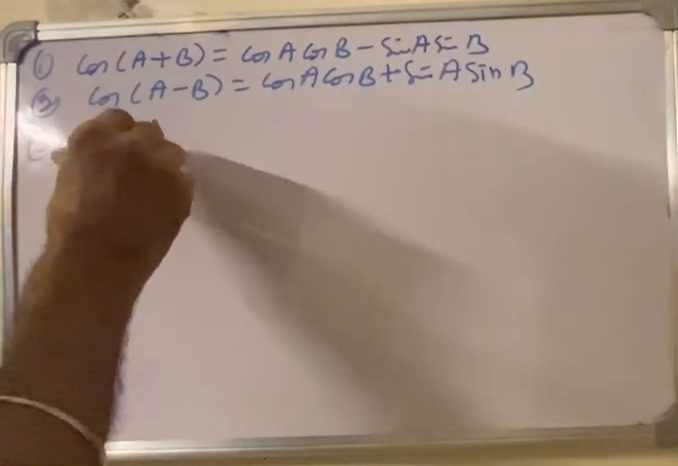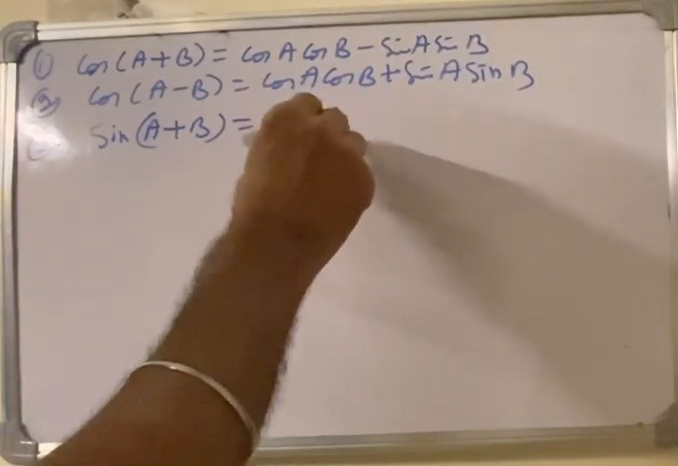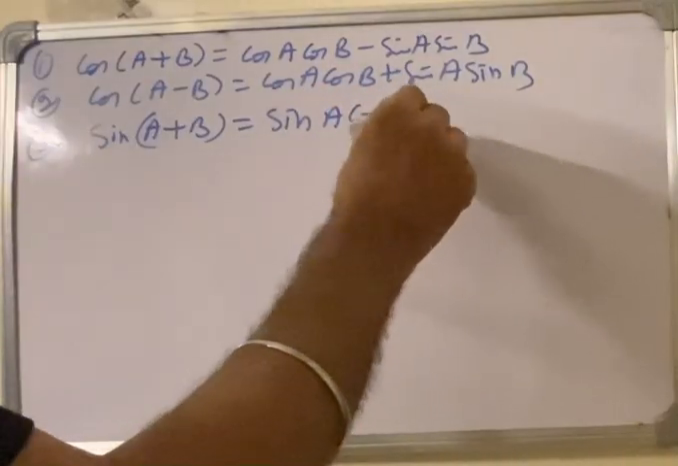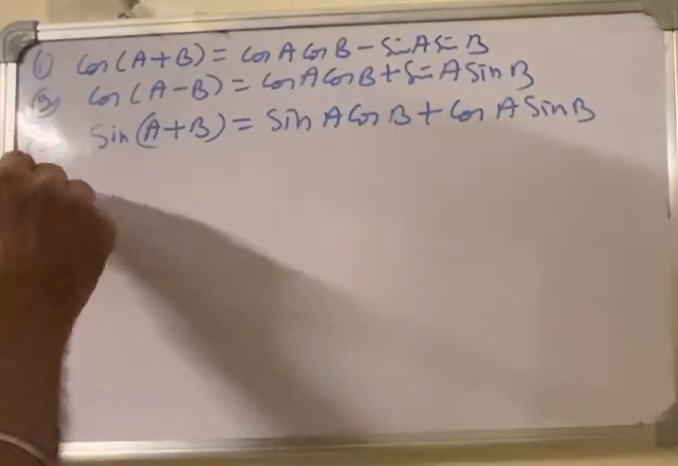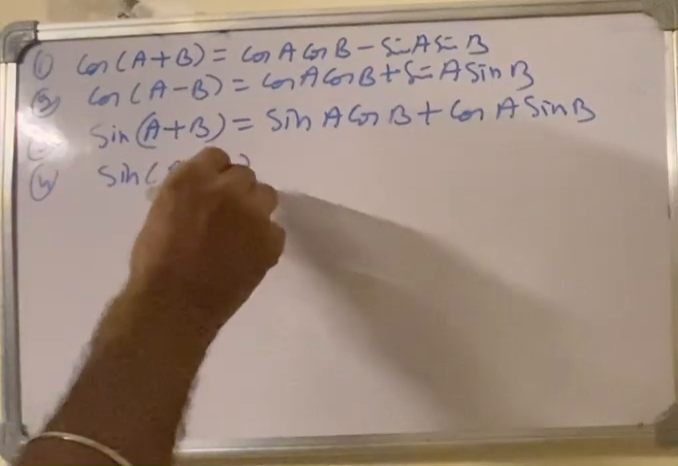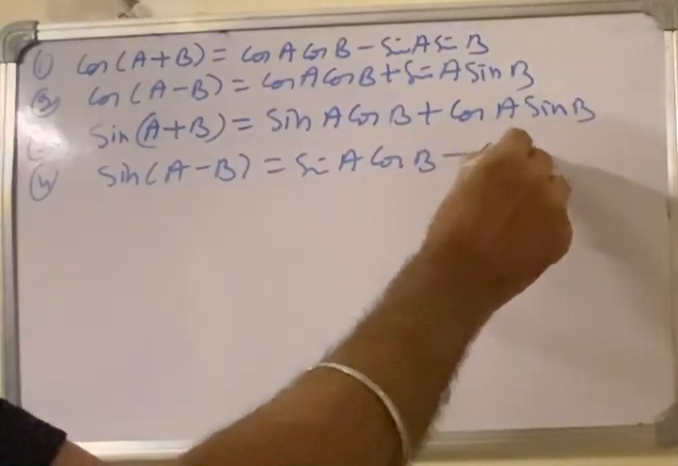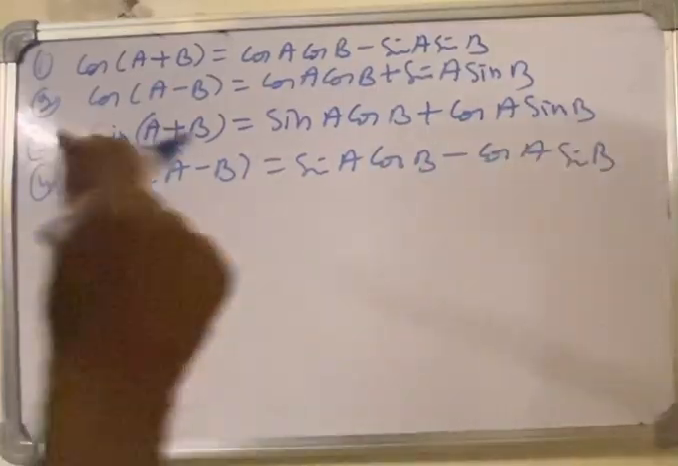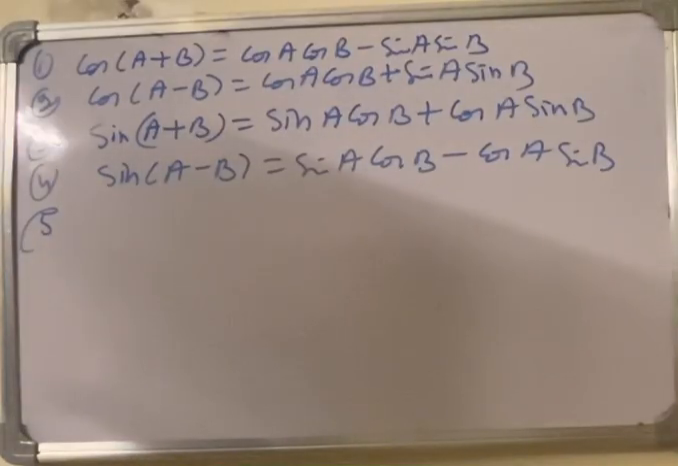Sine A plus B is equal to sin A cos B plus cos A sin B. Fourth, we did sin A minus B is equal to sin A cos B minus cos A sin B. Now today we are taking tangent of sum and difference of two angles.